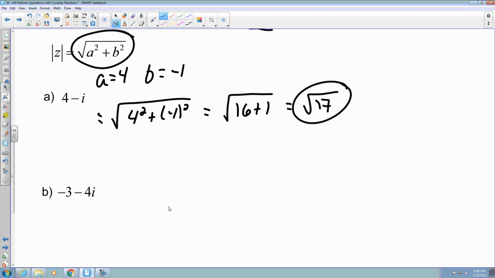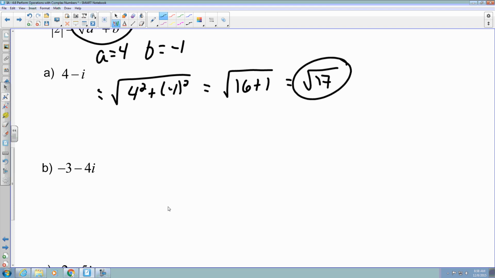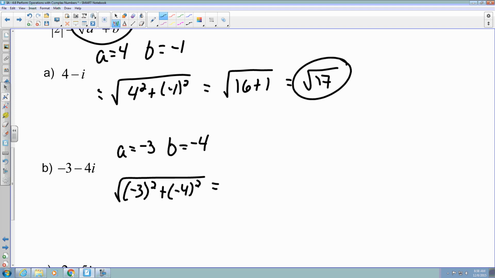If I look at B, negative 3 minus 4i, a in this case is negative 3, b in this case is negative 4. So then we're going to solve it accordingly. It's going to be the square root of negative 3 squared plus negative 4 squared. Negative 3 squared is going to give me a positive 9. Negative 4 squared is going to be a positive 16. When I add those together, I get the square root of 25. Well, the square root of 25 is 5.